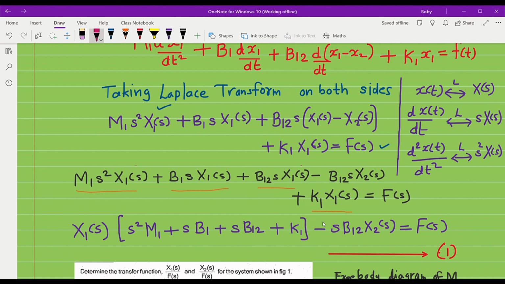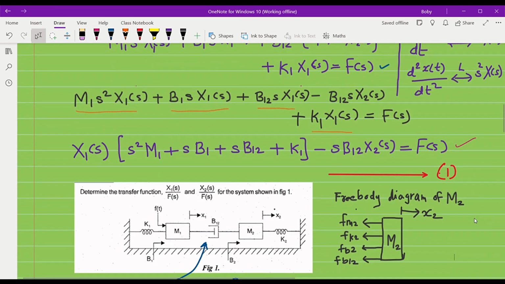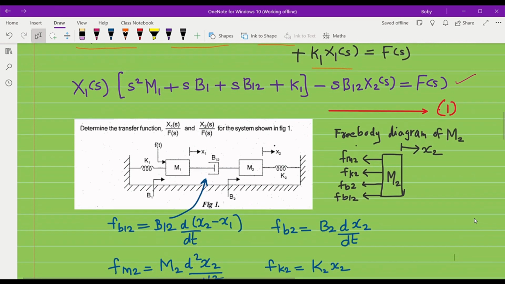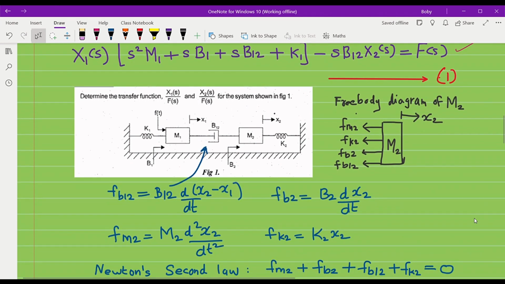Okay, so remain ചെയ്യുന്നത് minus sb12 into x2 of s is equal to f of s. ഈ രീതിയിൽ നമ്മൾ എഴുതുമ്പോൾ we can consider it as equation number 1 എന്ന് നമ്മൾ കൺസിഡർ ചെയ്യാം. ഇനി അടുത്തതായിട്ട് നമ്മൾ കൺസിഡർ ചെയ്യുന്നത് second mass m2 ആണ്. You can see second mass m2.